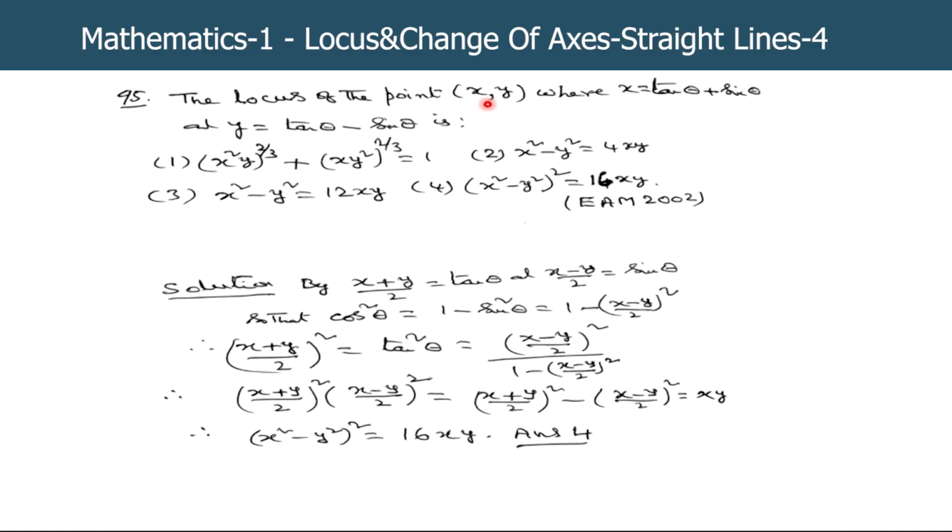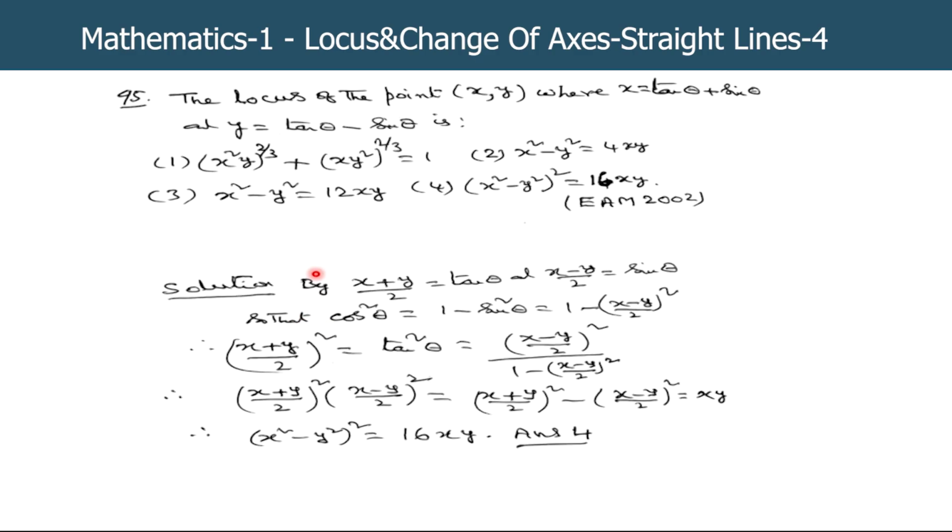95. The locus of the point x comma y, where x is equal to tan theta plus sin theta and y is equal to tan theta minus sin theta, is: 1) x square y whole to the power 2 by 3 plus x y square whole to the power 2 by 3 is equal to 1, 2) x square minus y square is equal to 4xy, 3) x square minus y square is equal to 12xy, 4) x square minus y square whole square is equal to 16xy. This is EAPCET 2002.